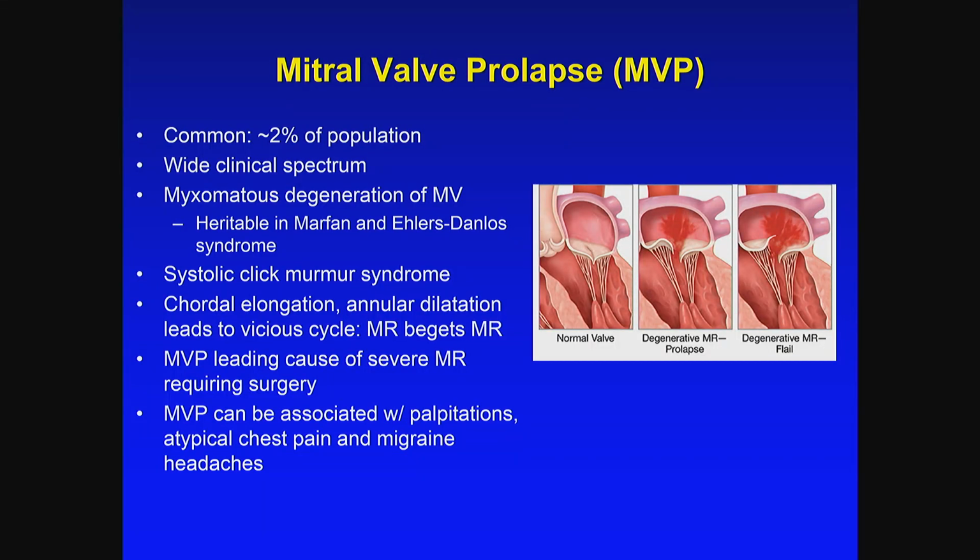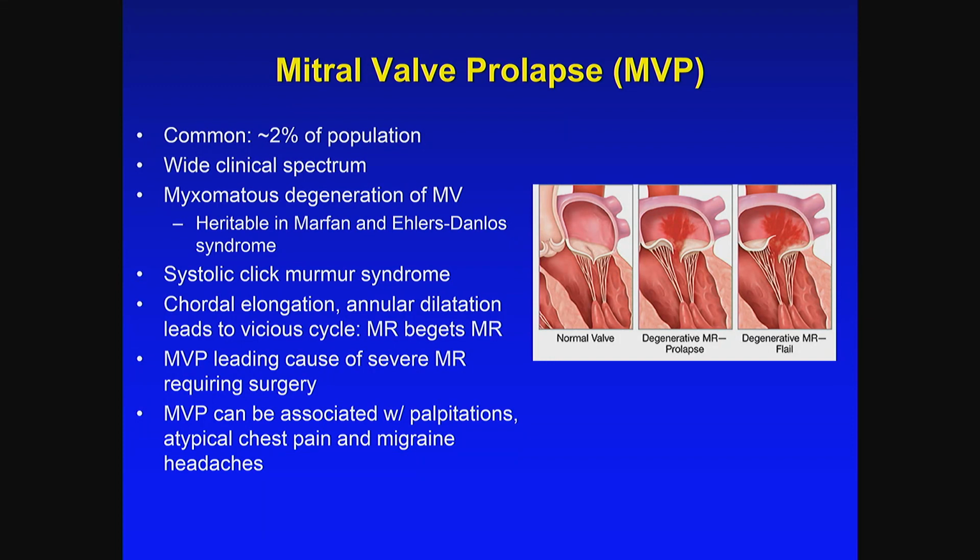This can actually be a heritable valve disorder in Marfan or Ehlers-Danlos syndrome, disorders of connective tissue and collagen integrity. It's also sometimes referred to as systolic click murmur syndrome, because that's exactly what you hear. You hear a systolic click, which is the valve prolapsing, followed by a murmur of regurgitation. There can be chordal elongation and annular dilatation, which can lead to an inexorable cycle of mitral regurgitation begetting further mitral regurgitation. And mitral valve prolapse is the leading cause of severe MR that requires surgery in North America.